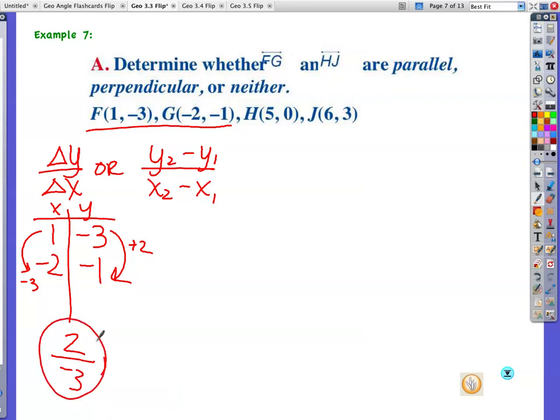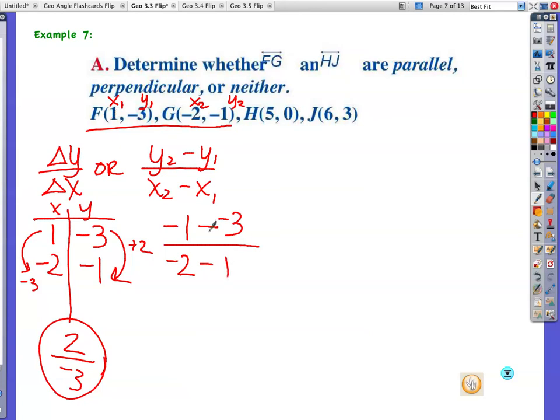For those of you in Algebra 1 that were very adamant about the formula, some people just love formulas, then you would do this. You got x and y, these are your 1s because they're first, these are my 2s because they're second. I can go y2, which is -1, minus my y1 value, which is -3. And then I do x2, which is -2, minus -1.